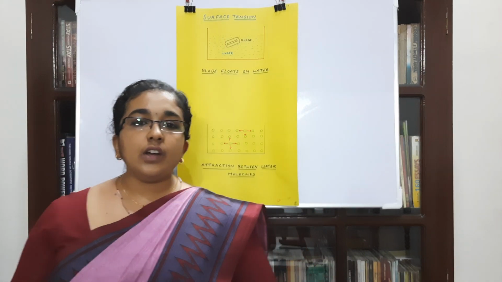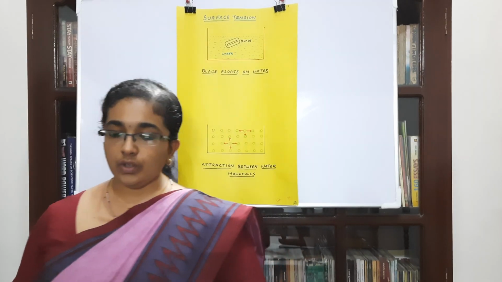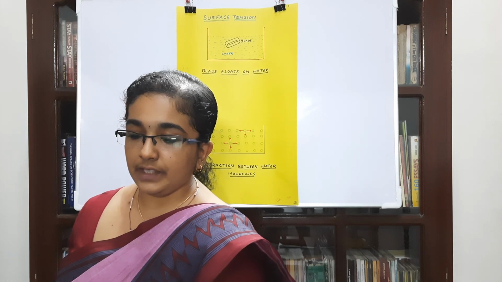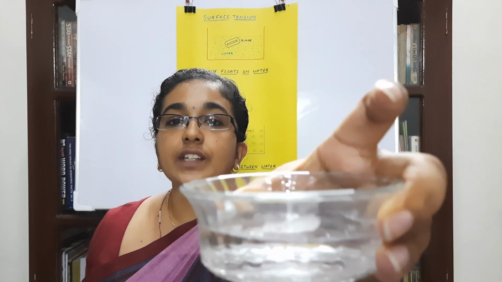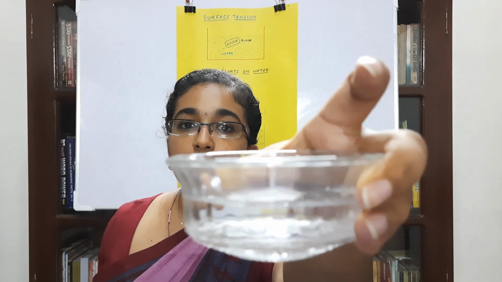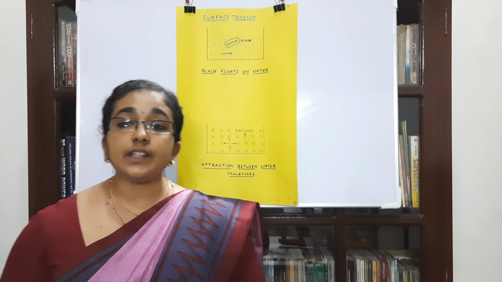Have you seen certain insects moving on the surface of water? Have you ever thought how this is possible? Then fill a trough with water and place a blade carefully on its surface like this. You can see that the blade is floating on the surface of water, right? Why is the blade not sinking? What could be the reason?